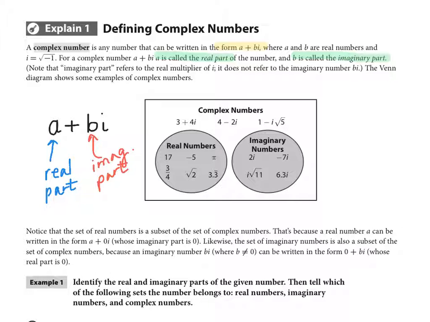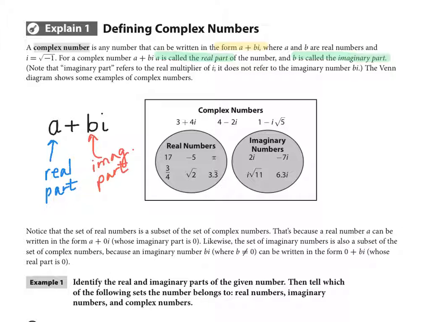A complex number is any number that can be written in the form of a plus bi, where a and b are real numbers, and of course i is equal to the square root of -1. The a part is called the real part. So here's the example down here. That number that we're going to let a represent is what we call the real part. The b, or whatever number is in front of the i, is what we call the imaginary part.